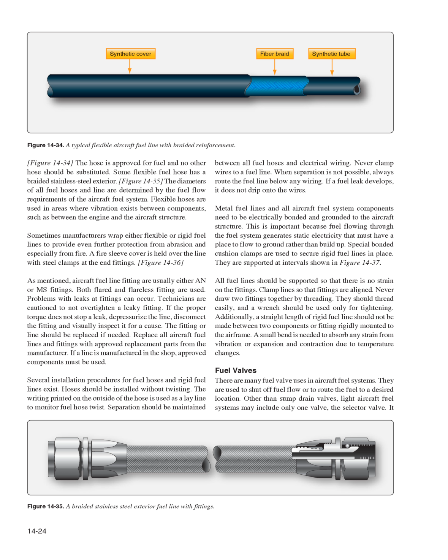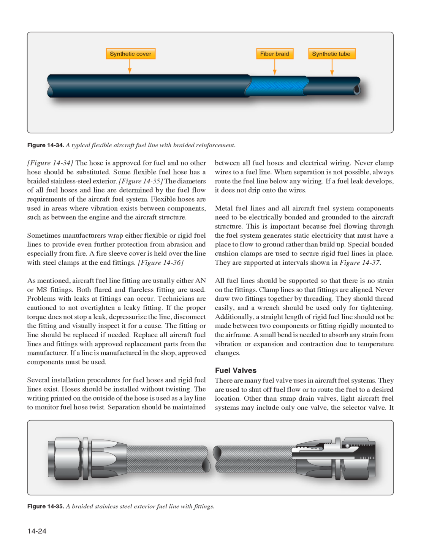Metal fuel lines and all aircraft fuel system components need to be electrically bonded and grounded to the aircraft structure. This is important because fuel flowing through the fuel system generates static electricity that must have a place to flow to ground rather than build up. Special bonded cushion clamps are used to secure rigid fuel lines in place. They are supported at intervals shown in Figure 14-37. All fuel lines should be supported so that there is no strain on the fittings.